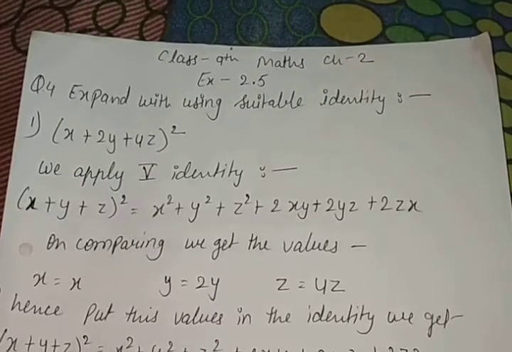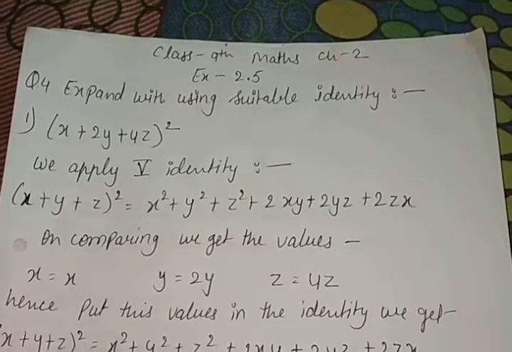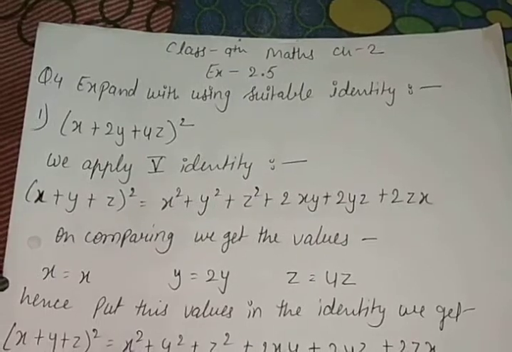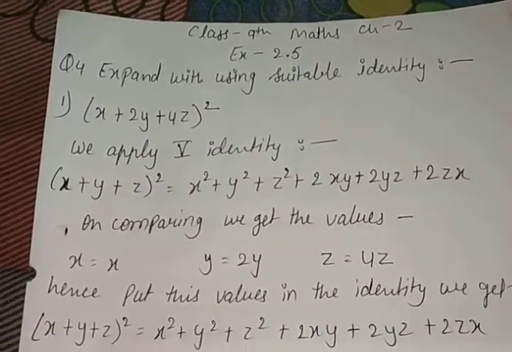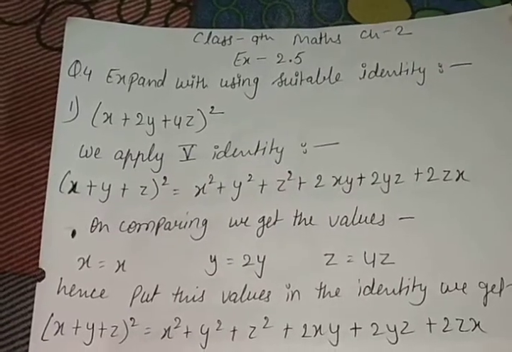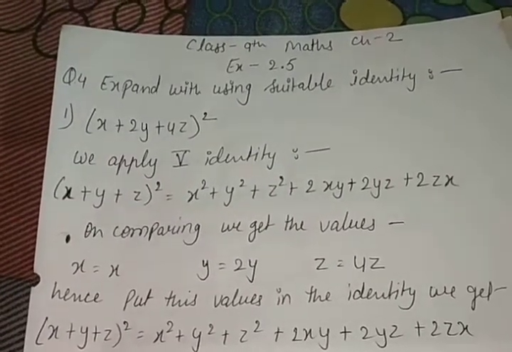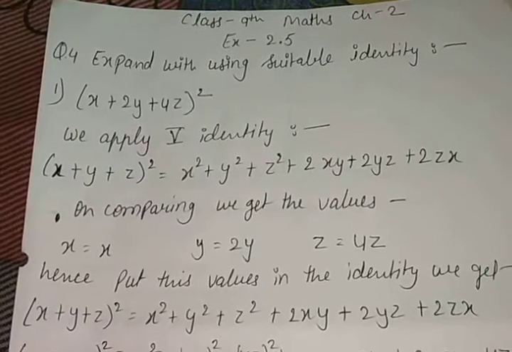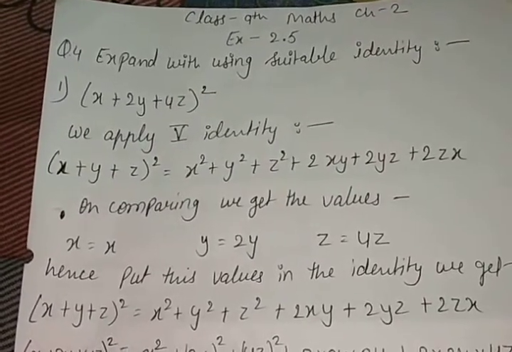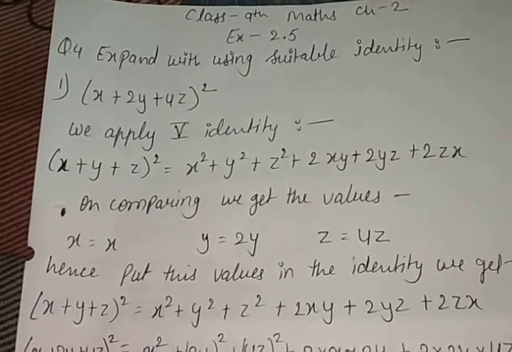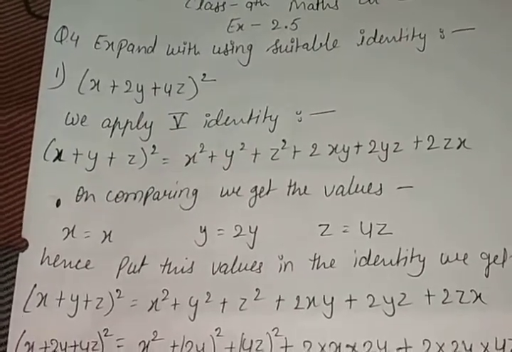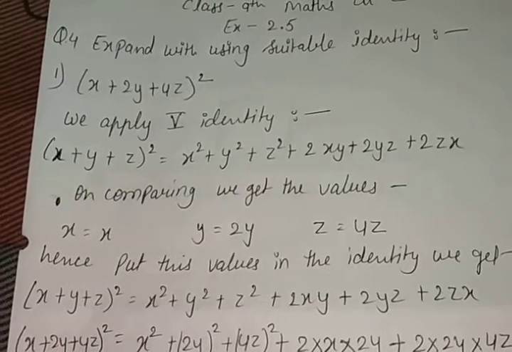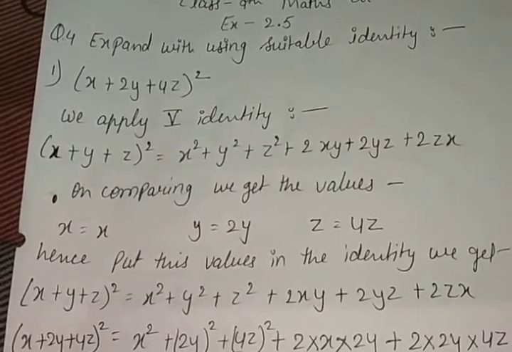We are continuing our exercise 2.5. Here is question number 4, which is expand using a suitable identity. That means we have a polynomial, but we have to expand this polynomial by using any type of identity. In the first three questions, we have seen our four identities: first, second, third, fourth. Here we have to apply the fifth identity to expand this polynomial.